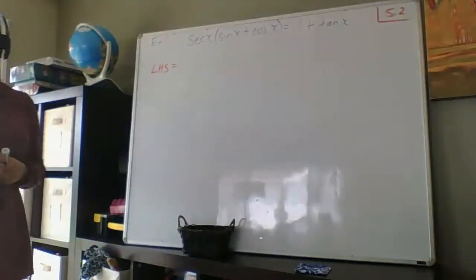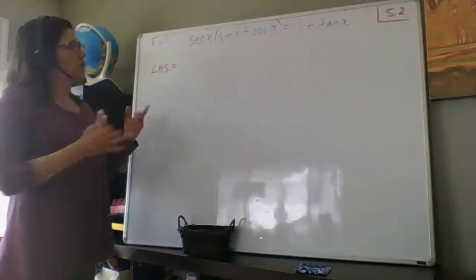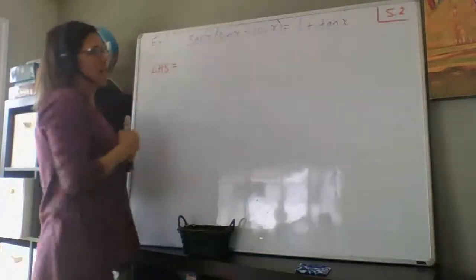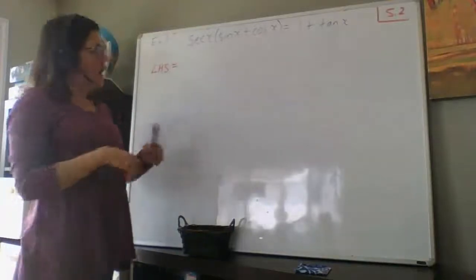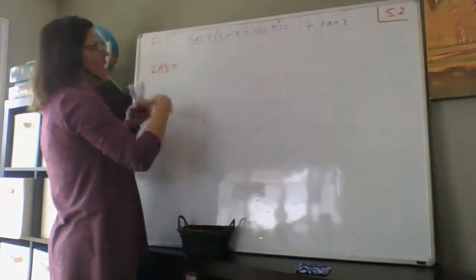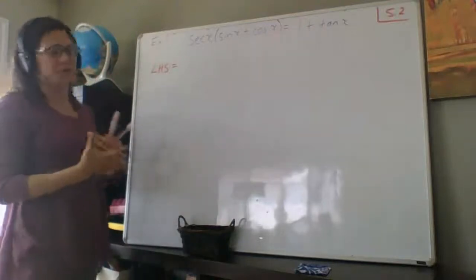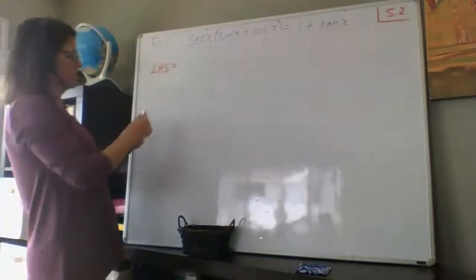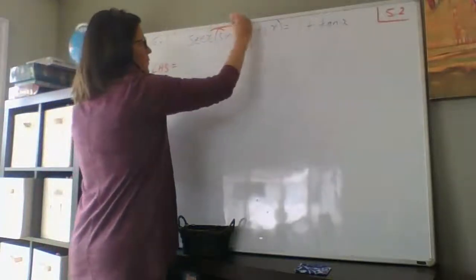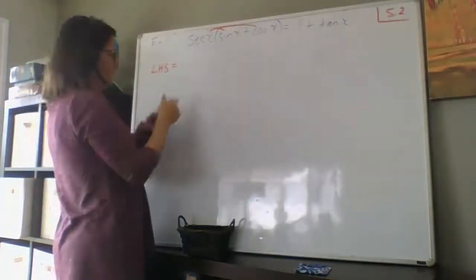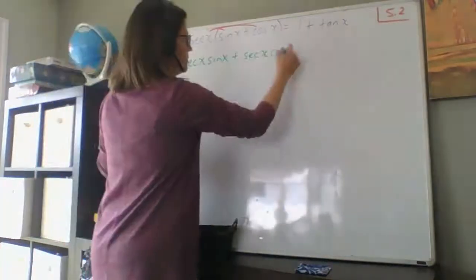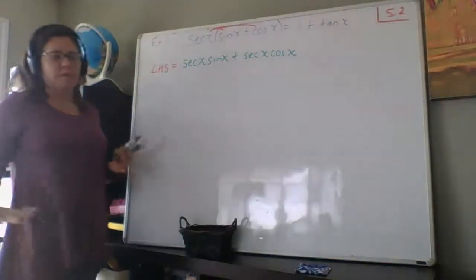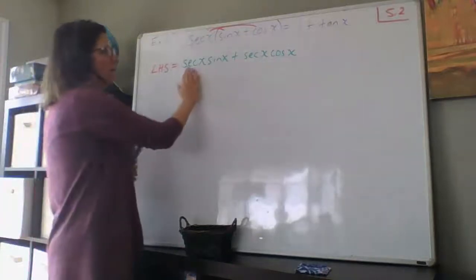So we have a couple different options here. We could first distribute the secant x, or we could right now write everything in terms of sines and cosines. I'm going to go ahead and distribute first, and then we will likely put things in terms of sines and cosines. But let's see what it looks like. So we're going to multiply the secant x by sine x, and then the secant x times cosine x.